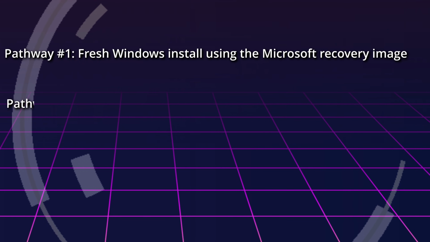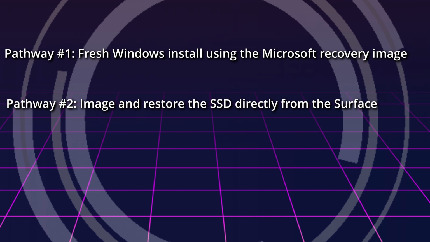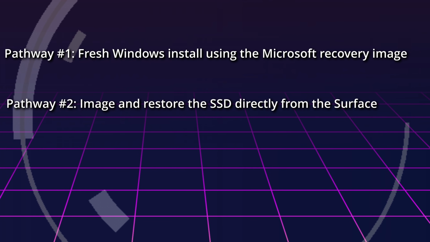Which is great if you want a fresh install of Windows, but if you want to retain all of your programs and settings and all that, then you're going to have to start from scratch, and that can be a real downside for a lot of people. The second option, which I'll be using in this video, is to create a full and complete image of the Surface itself right from the Surface, and then store that image on an external hard drive or network drive, which we can then restore from later.